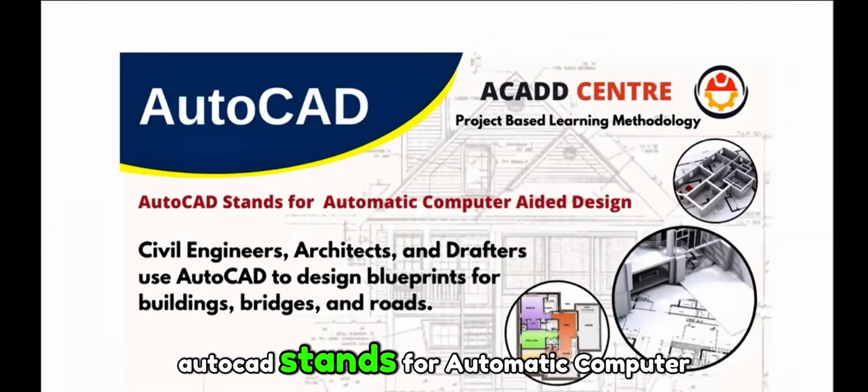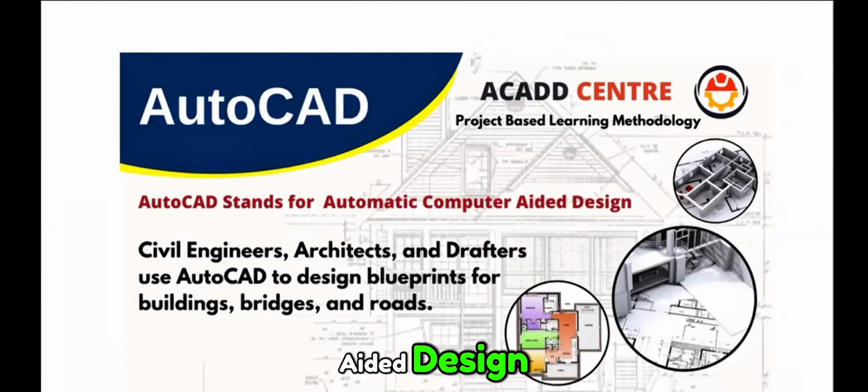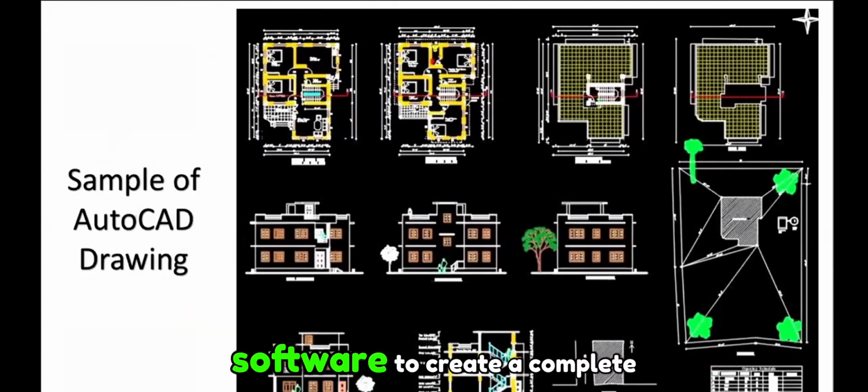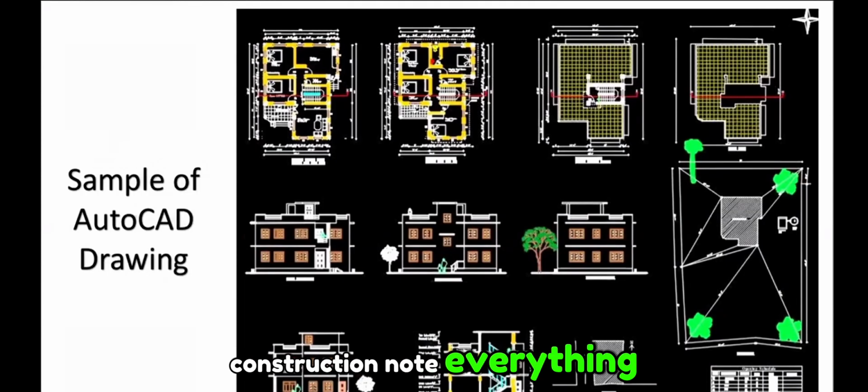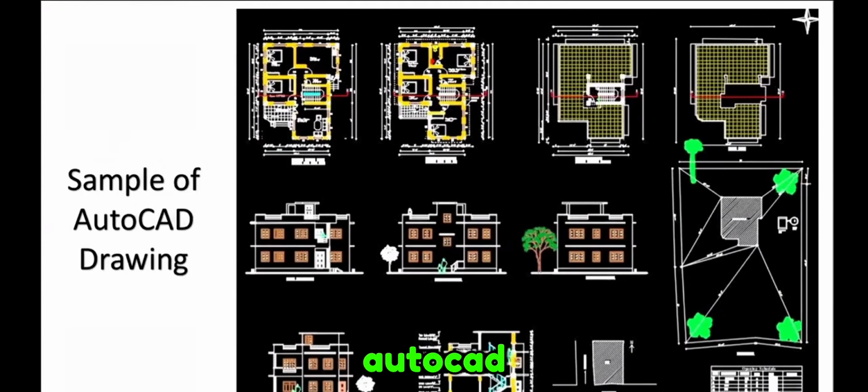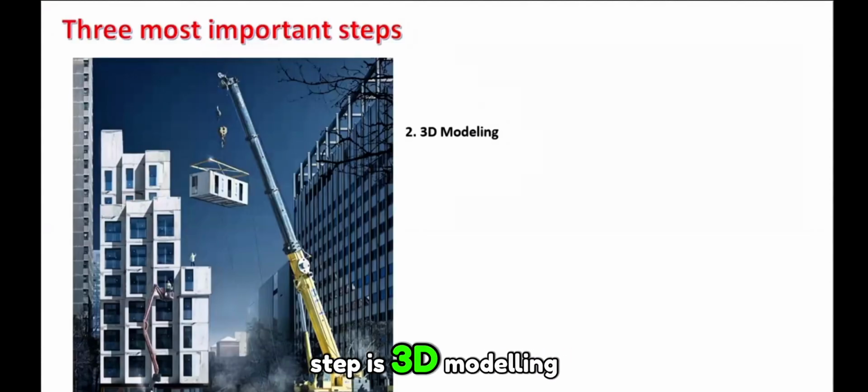AutoCAD stands for Automatic Computer Aided Design. It is one of the most important software to create a complete project like elevation, section, detailing, construction notes, everything we can do in AutoCAD. But after creating the 2D diagram, we have to convert it into 3D for a better representation. So that's why the second step is 3D modeling.